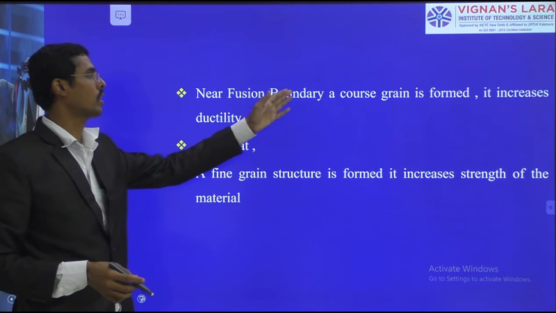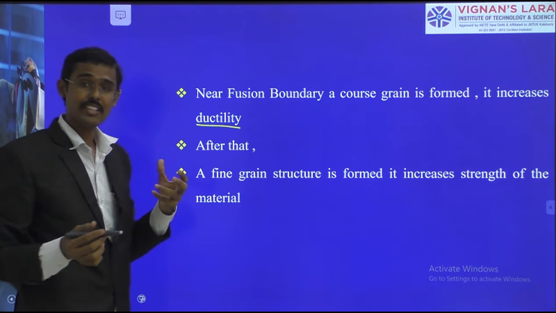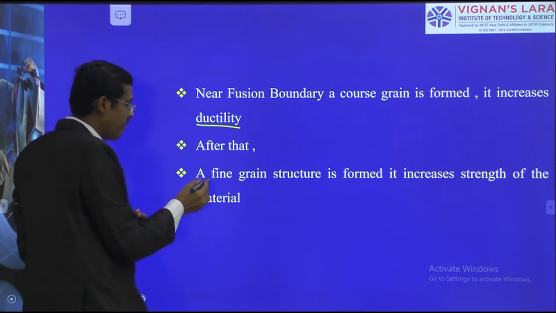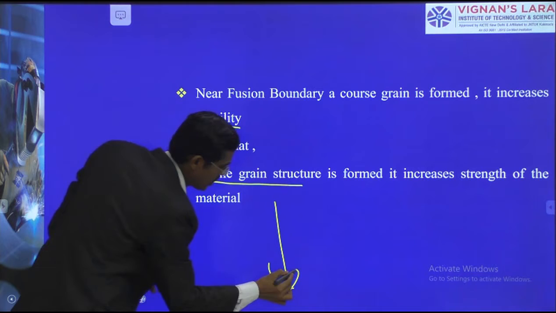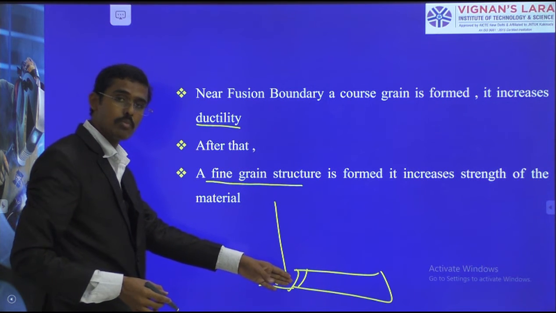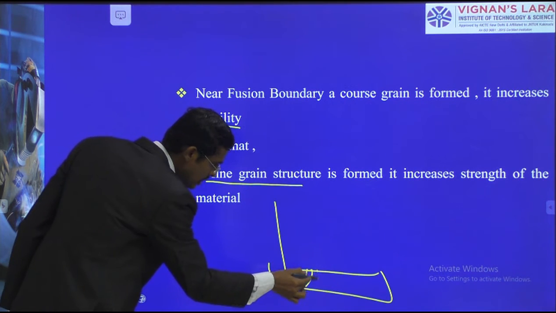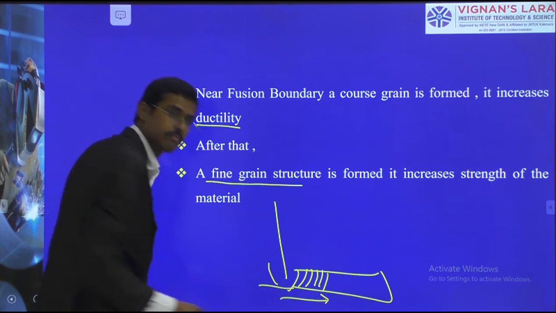Near the fusion boundary, a coarse grain is formed. After that, we are talking about the various zones now, the finer grains are formed. We have seen a weld zone is formed here. But here, this is the coarser grain because more heat is absorbed. And later we have the next zone as finer grains, and the next zone as maybe the parent metal, where the distribution of heat is getting reduced.